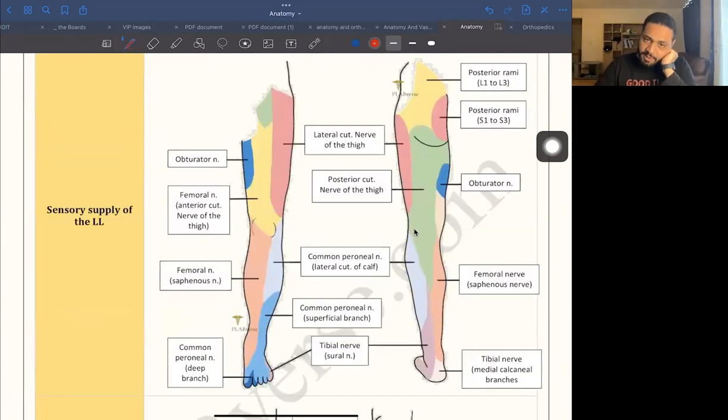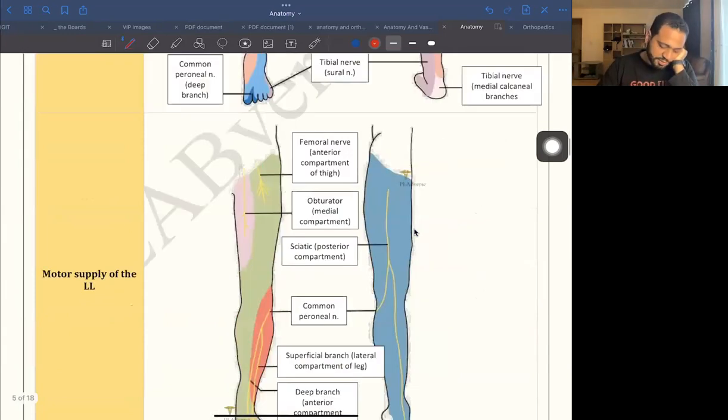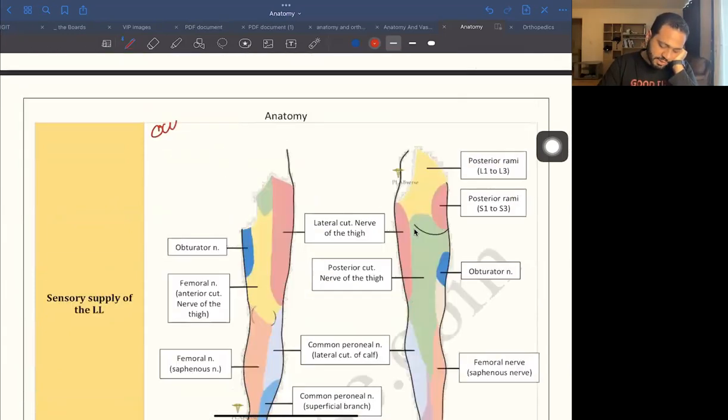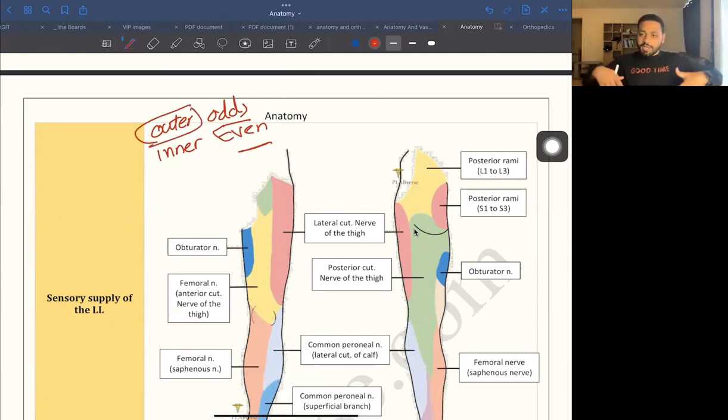You have also the sensory nerve supply of the lower limb. If you remember the dermatomes of the lower limb, we mentioned that outer are odds and inner is even, right? What does it mean? The outer side of the hip area would be L1. The outer side of the thigh would be L3. The outer side of the leg would be L5. The outer side of the foot would be S1, all right?